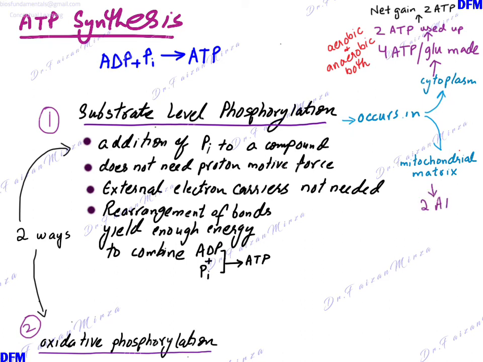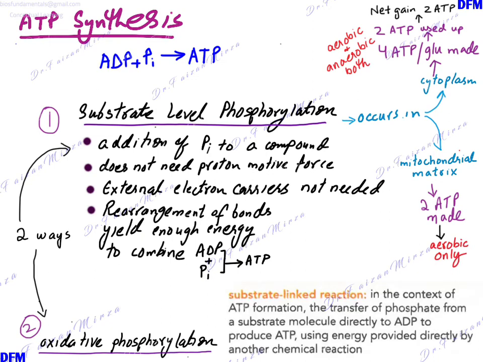What about the mitochondrial matrix? When substrate level phosphorylation occurs in the mitochondrial matrix, 2 ATPs are made, and that's by aerobic respiration only. For this to occur in the matrix of the mitochondria, oxygen is mandatory. So these 2 ATPs for the same glucose molecule cannot be made if oxygen is not available.